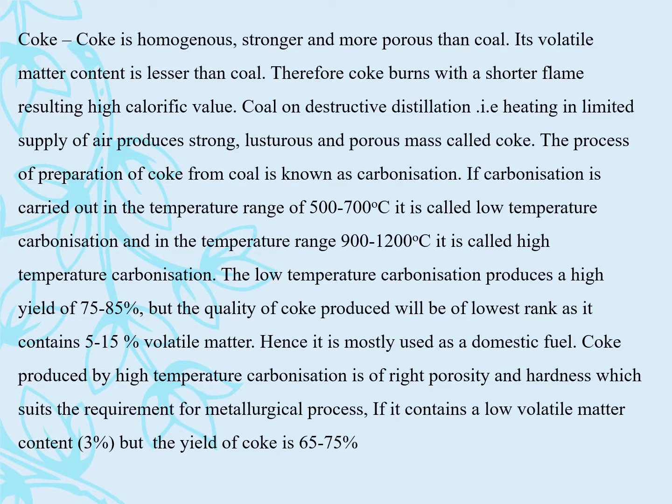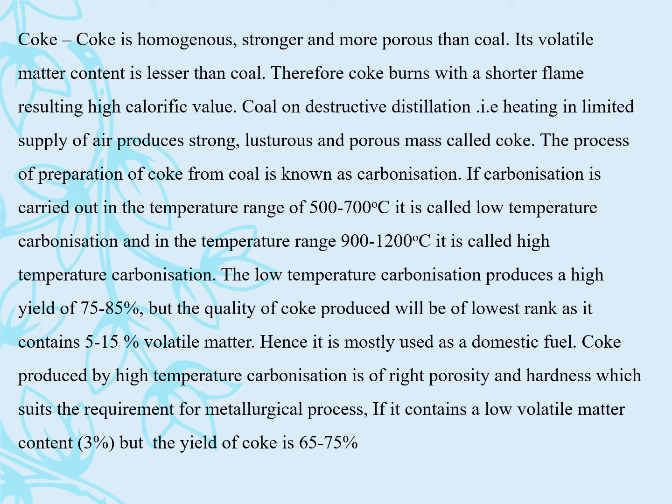Now, coke. What is coke? Coke is homogeneous, stronger, and more porous than coal. Its volatile matter content is lesser than coal. So, therefore, coke burns with a shorter flame, resulting in a high calorific value. Now, this coal on destructive distillation, that is, heating in a limited supply of air, produces a strong, lustrous, and porous mass called coke. The process of preparation of coke from coal is known as carbonization.